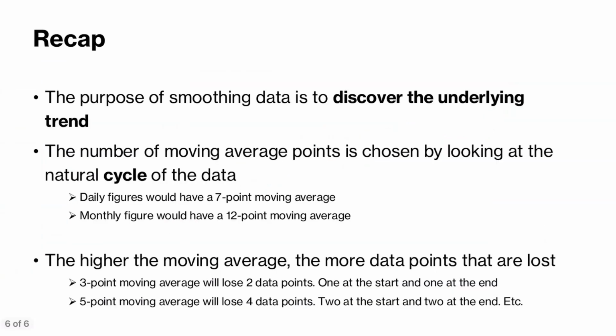Let's recap. The purpose of smoothing is to identify the underlying trend. The number of points should match the natural cycle of the data. Daily figures have a 7-point moving average, monthly figures have a 12-point moving average. The more points we use in our moving average, the smoother it is, but the more values that are lost. Moving averages will help us to decide if the trend is increasing, decreasing, or if there is no trend at all.